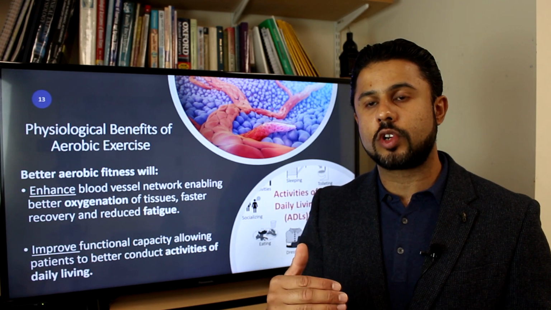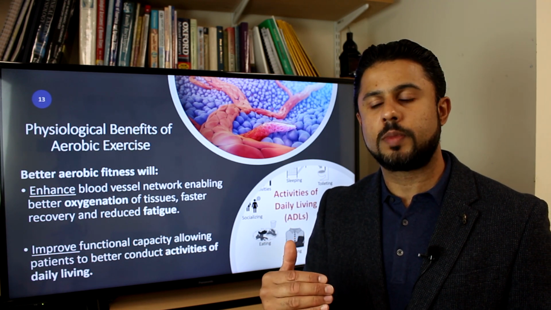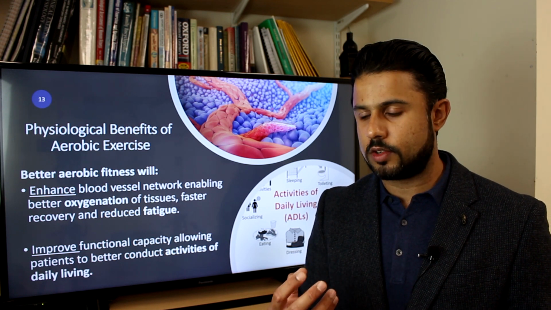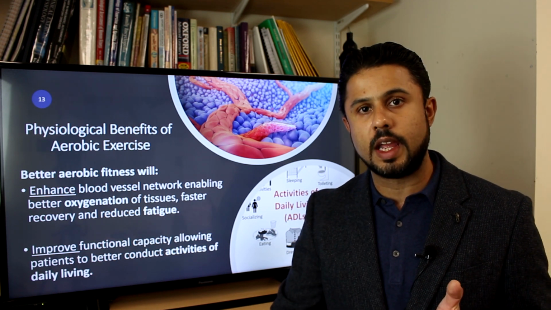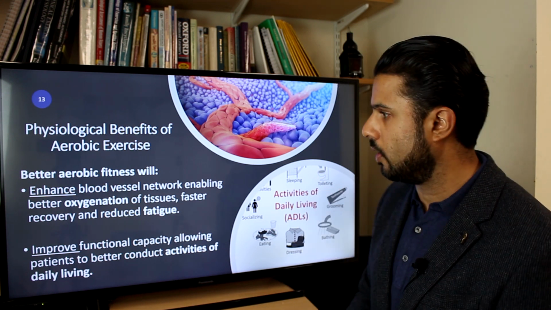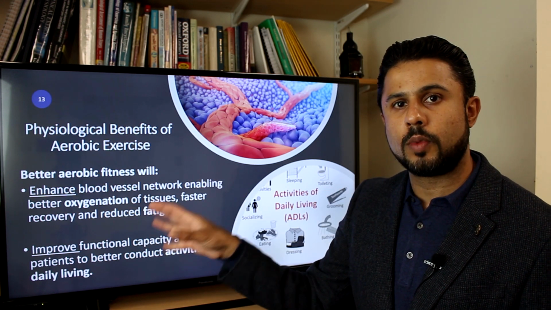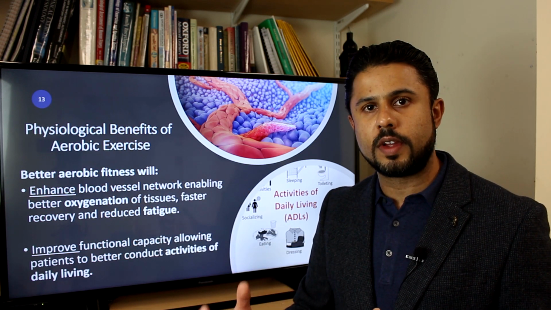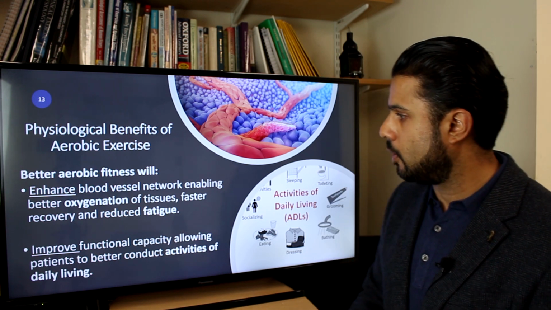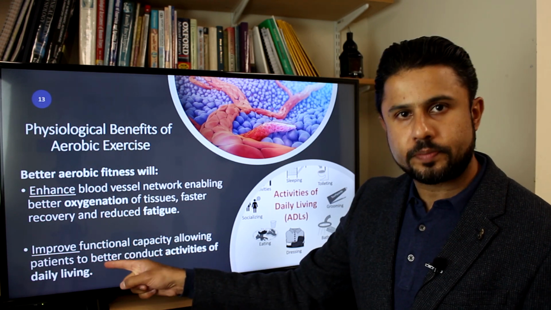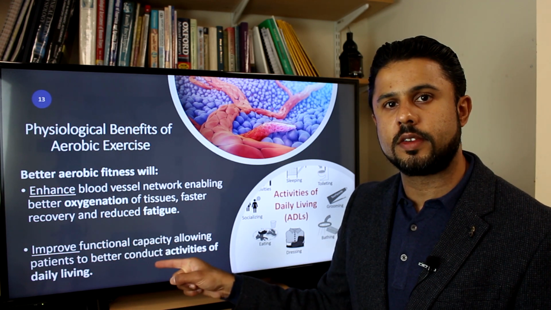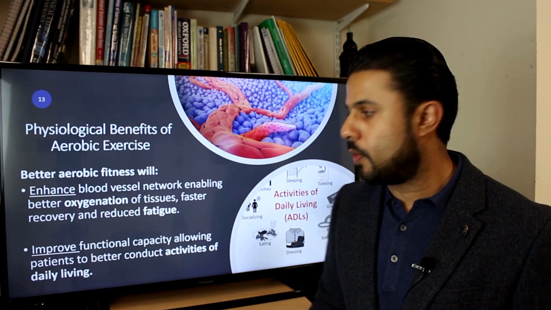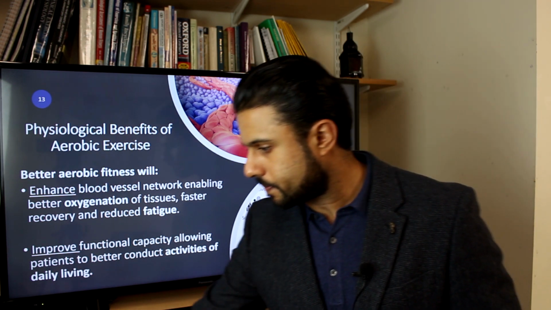And fatigue is a major symptom of rheumatoid arthritis because there's so many things going on inside the body with the inflammation. Sometimes it's difficult for patients to even function through the day because there's so much tiredness going on. So the enhanced blood vessel network will improve aerobic fitness, improve blood supply, and hopefully help to reduce symptoms of fatigue. And of course, importantly, they will improve functional capacity. So those activities of daily living that we talked about earlier, they will become easier when you have better aerobic fitness.